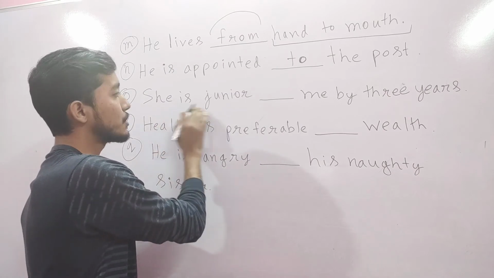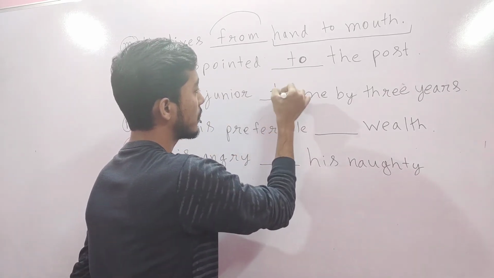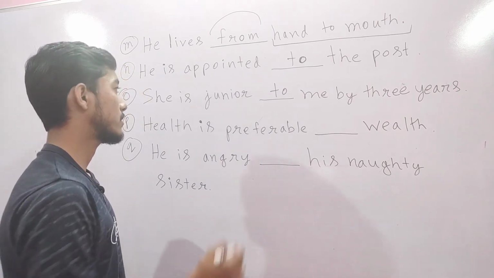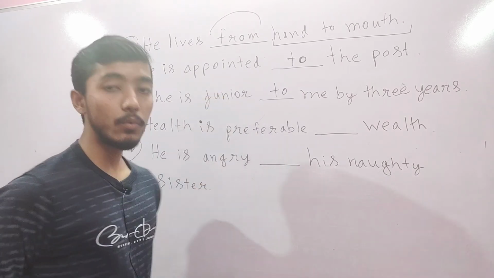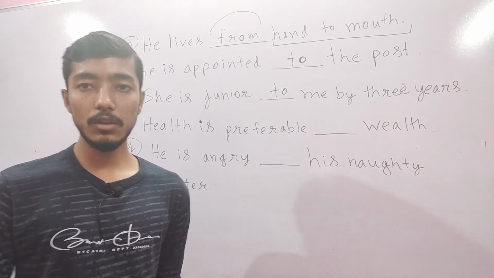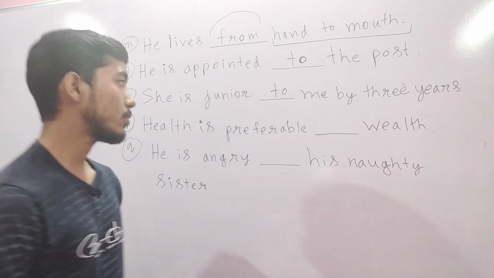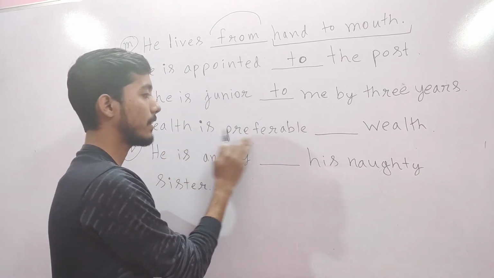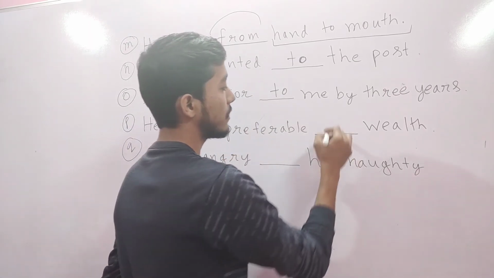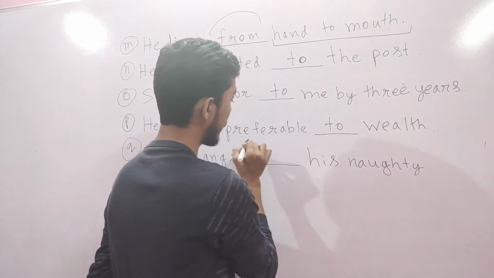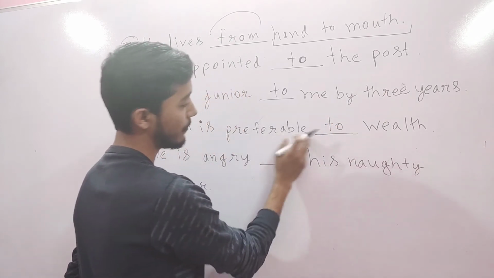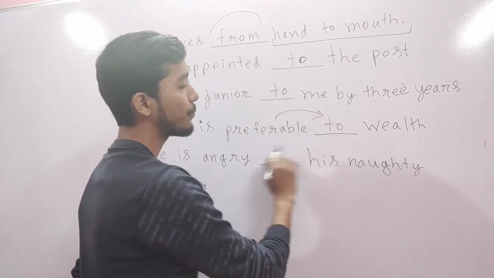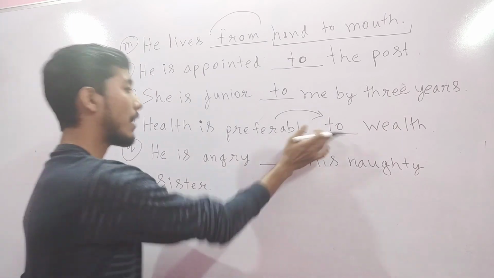Now next, she is junior dash. This also takes to. She is junior to me by 3 years. As I have told earlier, whenever we get senior or junior in a sentence, we have to write to. Next, health is preferable dash. Now this is also to. Whenever we get the word preferable, we must always put to after it.